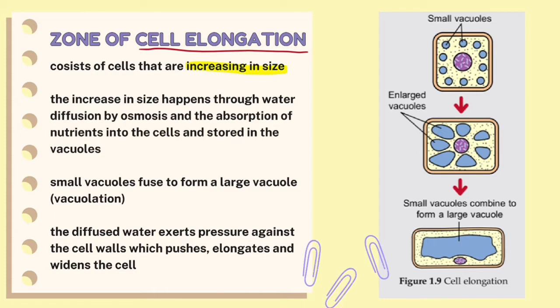The small vacuoles will fuse together to form larger vacuoles. This process is called vacuolation. The diffused water exerts pressure against the cell wall. This then pushes, elongates, and widens the cell.